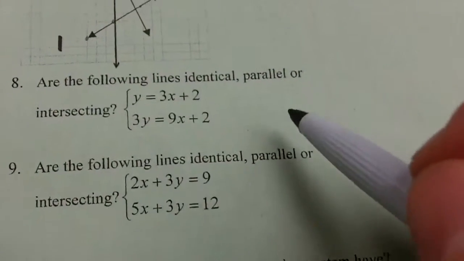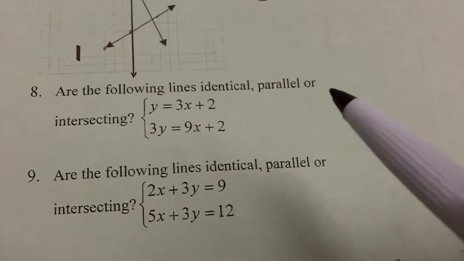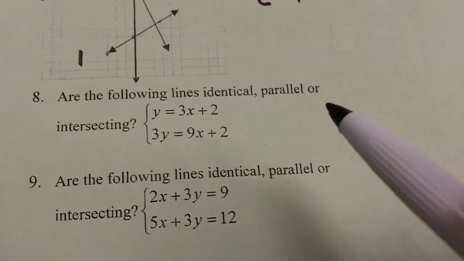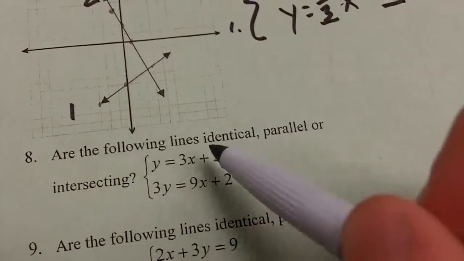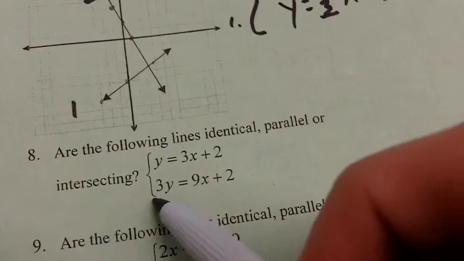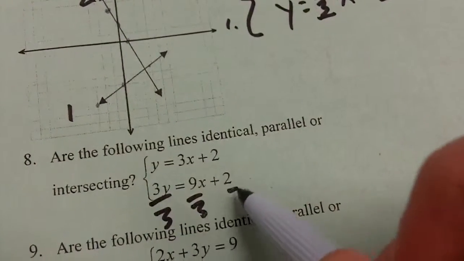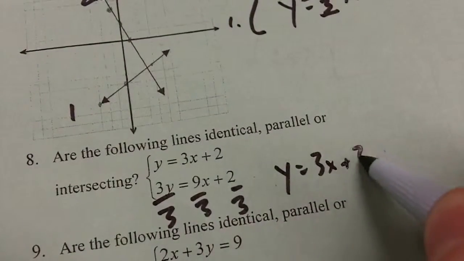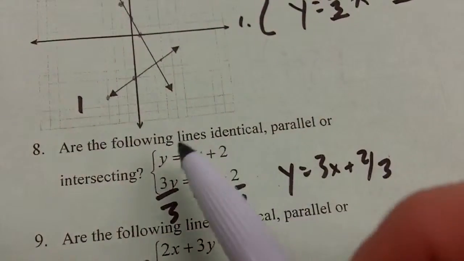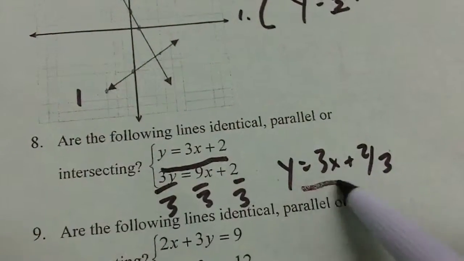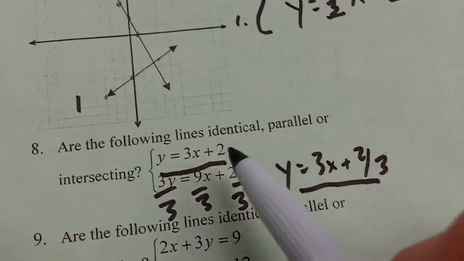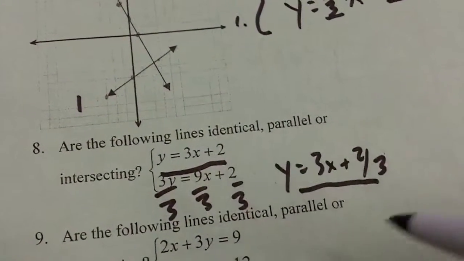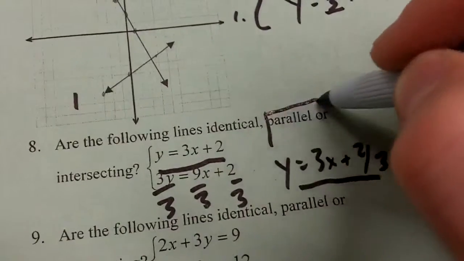8. Are the following lines identical, parallel, or intersecting? If I want to know if it's parallel, identical, or intersecting, I need to put them both in slope-intercept form. The first one's in slope-intercept form. Second one, I can put in slope-intercept form by dividing by 3, which gives me y equals 3x plus 2/3. I have this line now and this line. They have the same slopes, different y-intercepts. If you have the same slope and different y-intercepts, the two lines are parallel.